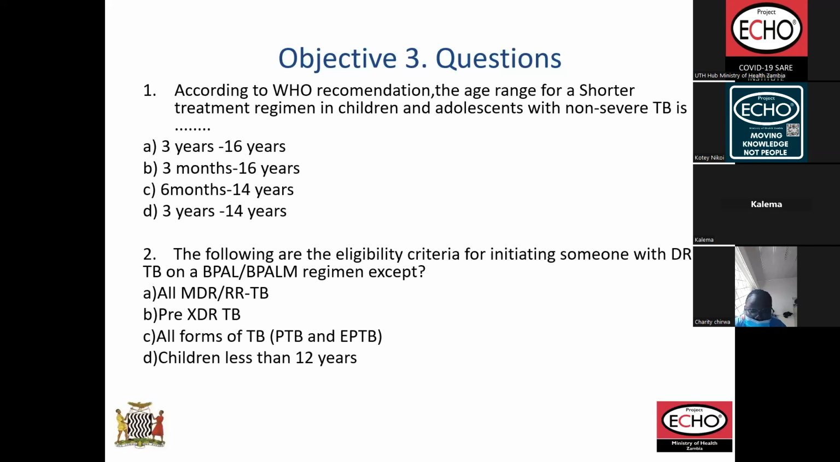The following are the eligibility criteria for initiating someone with drug-resistant TB on the BPaL or BPaLM regimen, except: A, MDR or RR-TB; B, pre-XDR TB; C, all forms of TB, that is PTB and EPTB; and D, children less than 12 years old.